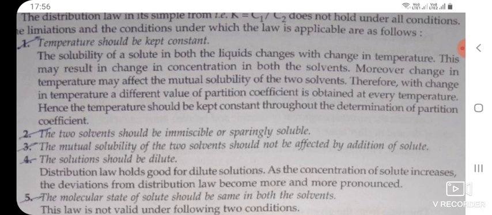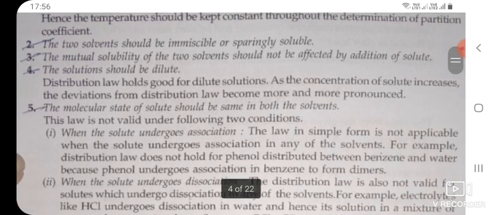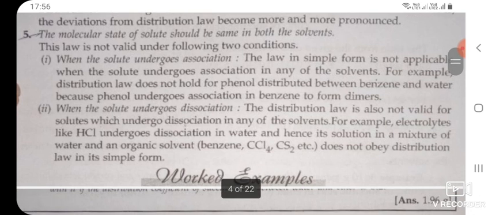As the concentration of solute increases, the deviations from distribution law become more and more pronounced. The molecular state of solute should be the same in both the solvents. This law is not valid under the following two conditions.